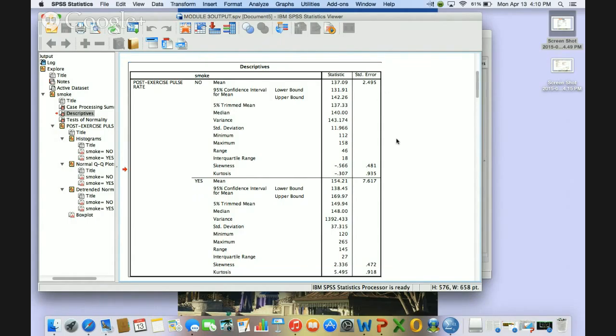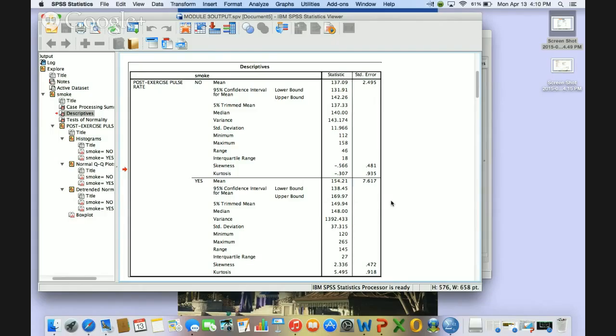So in a normal distribution, the mean and the median would be equal. Here, for the no smoking group, there's a difference in the mean and the median of about 3. That's not too bad considering we're talking about people's pulse. And there's a greater difference in the smoking group. It's a little over 6. So neither of these groups are normally distributed.